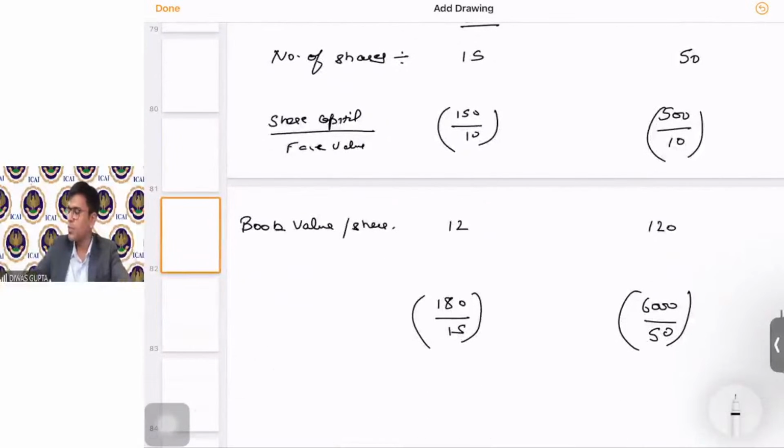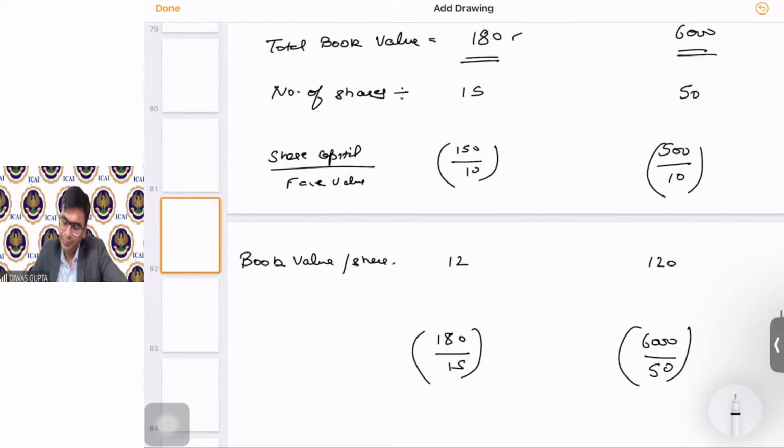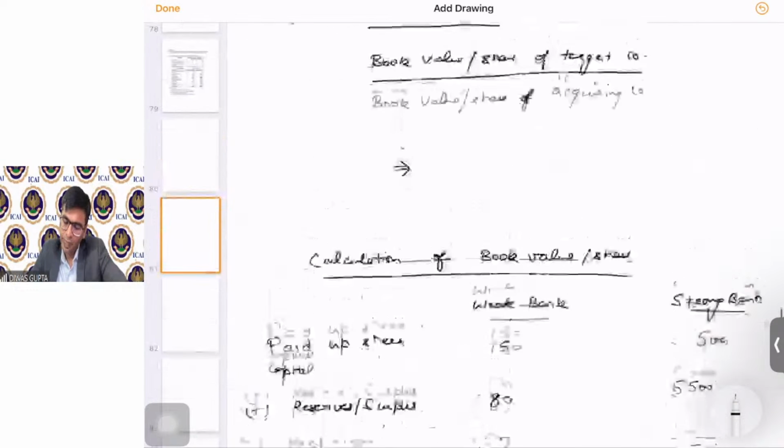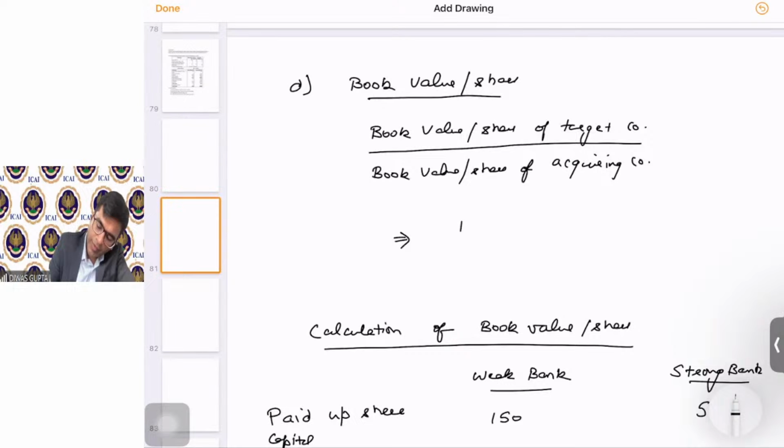So this is understood, students, till now. Suraj, okay, sir, we were writing it off like we do in the P&L account. Yes, Suraj, we are writing it off. Okay, now the book value of the target company comes out to 12 rupees and the book value of the strong bank is 120. So the strong bank is 10 times stronger than the weak bank. So this is 1 is to 10.